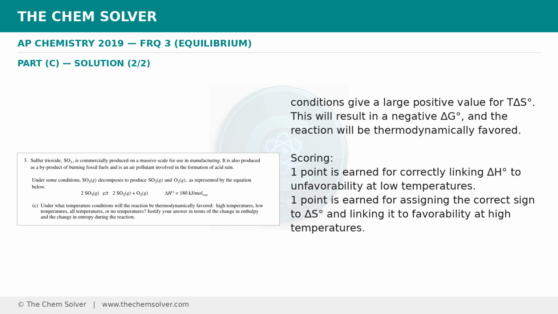Scoring. 1 point is earned for correctly linking ΔH° to unfavorability at low temperatures. 1 point is earned for assigning the correct sign to ΔS° and linking it to favorability at high temperatures.